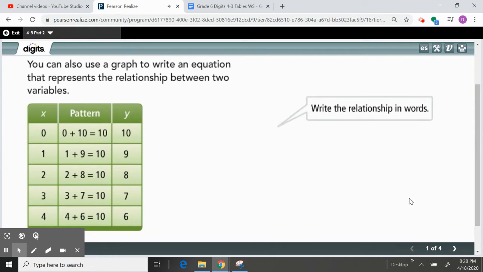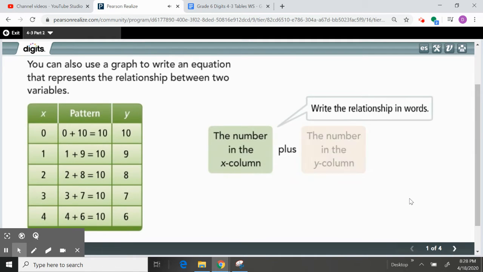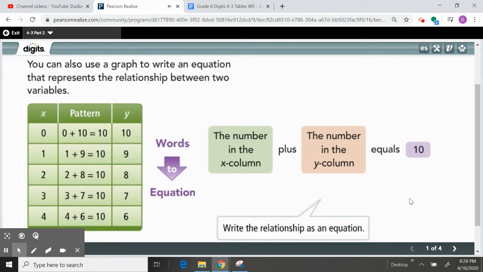Write the relationship in words. The number in the x column plus the number in the y column equals 10. Write the relationship as an equation. X plus y equals 10.